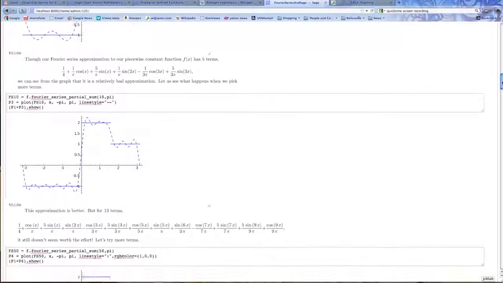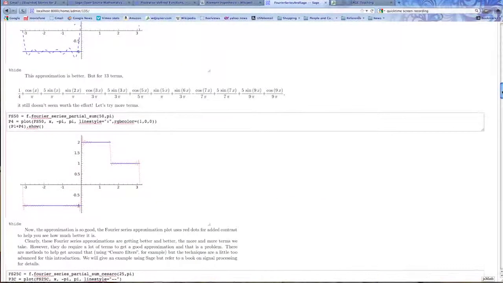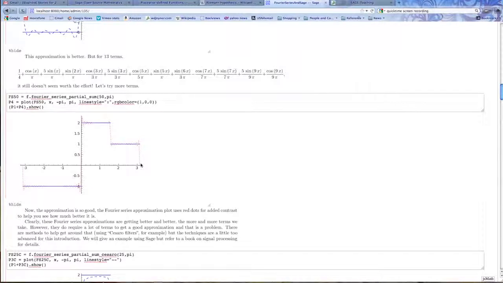So let's try more. Here are 13 terms. You do get a better approximation. Still not so good. You can see it's a little bit better here than it is, for example, here, but still pretty bad. So let's take more. This is about 100 terms now. And now it's fairly good. You can actually see it's doing a really good job in the middle there, using red dots instead, because this graph is so good, it's really hard to tell the difference unless you use red dots.